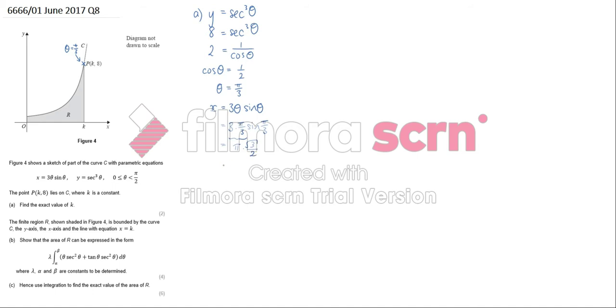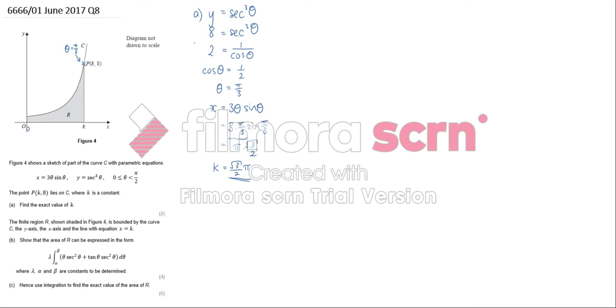So here is our final value of K. We can say K is equal to root 3 over 2 multiplied by pi, and we were asked to give K as an exact value, so we should leave it like that.